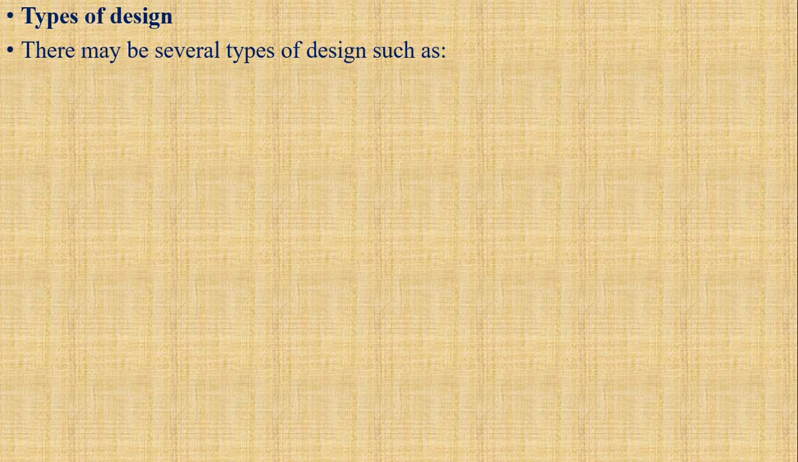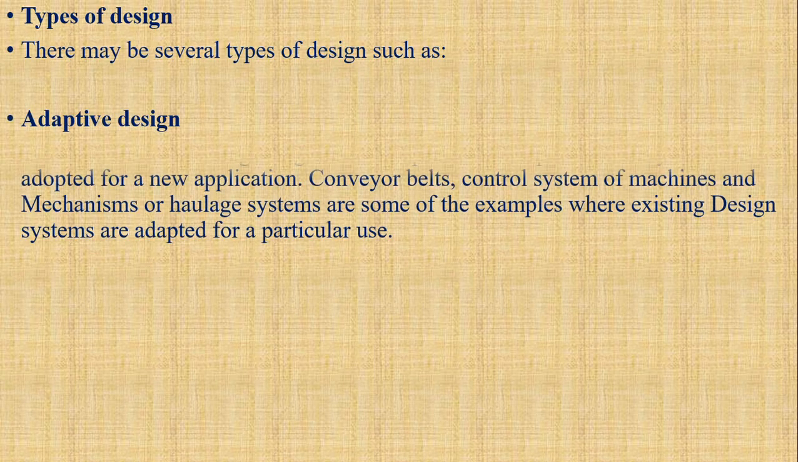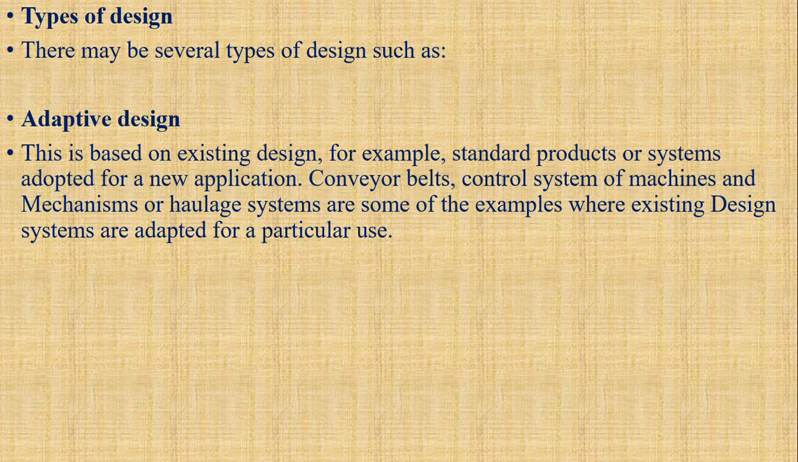Types of design. There may be several types of design, such as adaptive design. This is based on existing design, for example, standard products or systems adopted for a new application. Conveyor belt, control system of machines, and mechanism of haulage system are some of the examples where existing design systems are adapted for a particular use.